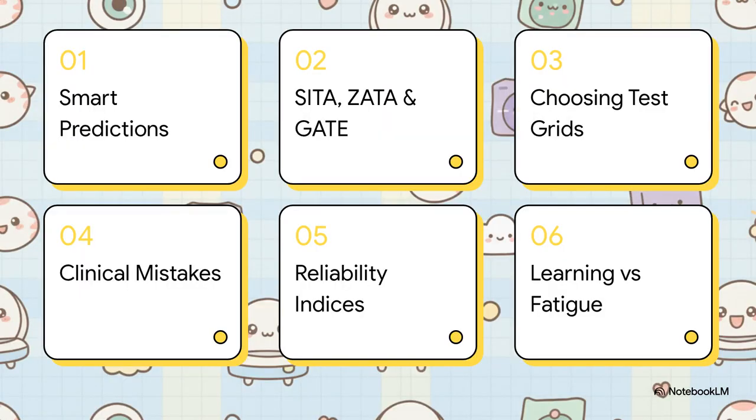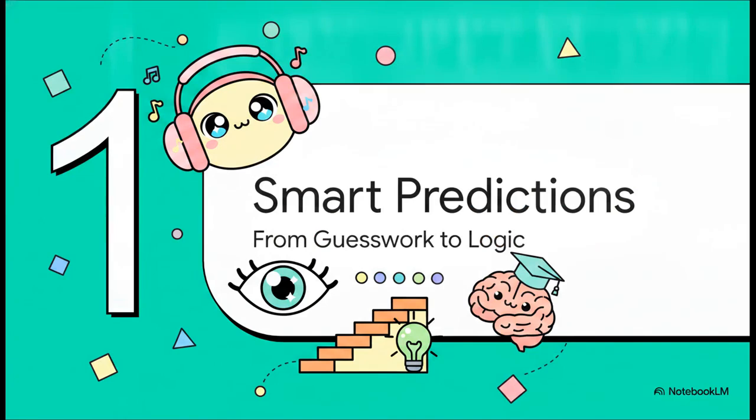In this explainer, we'll be covering first, the jump from guesswork to smart predictions. Then, we'll look at SITA, ZATA, and GATE. After that, choosing your test grid, avoiding common clinical mistakes, decoding reliability indices, and finally, the learning effect versus the fatigue effect.